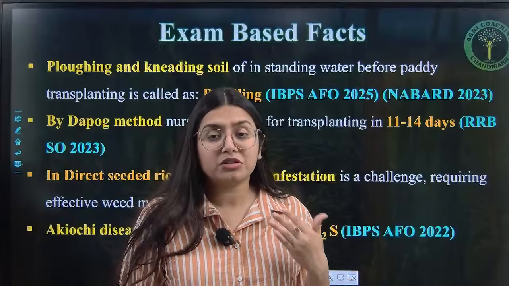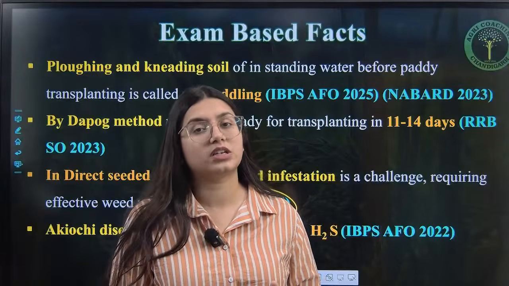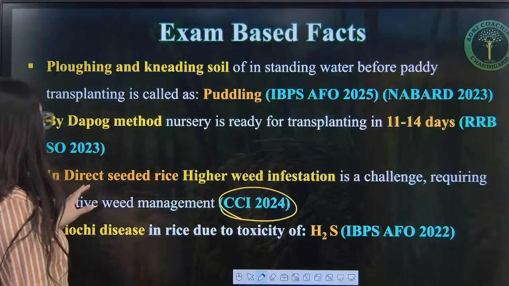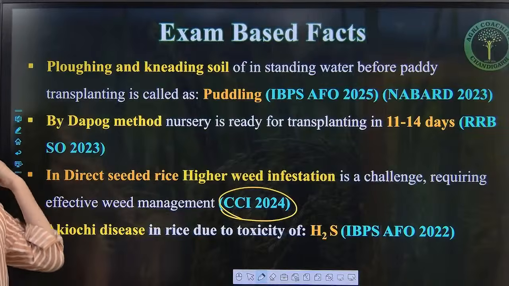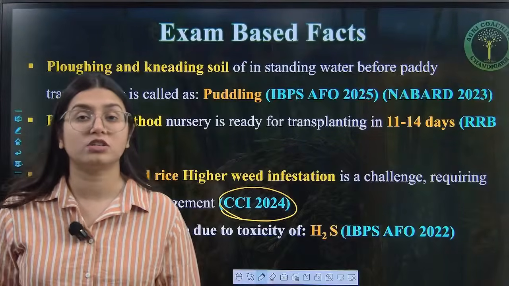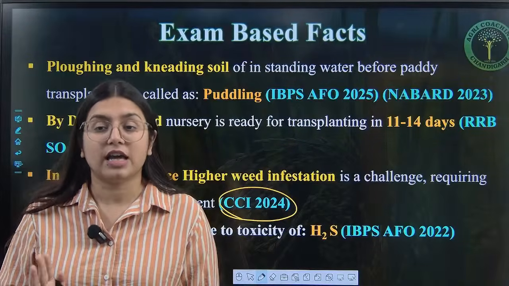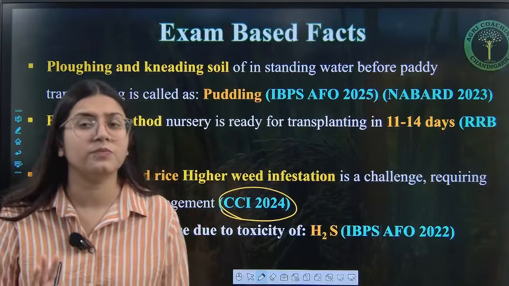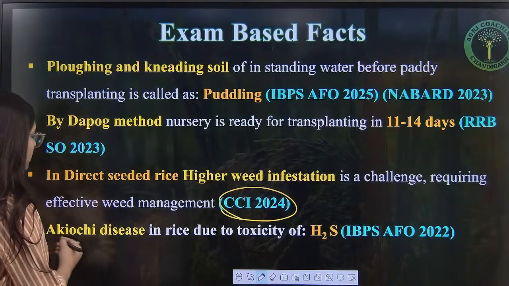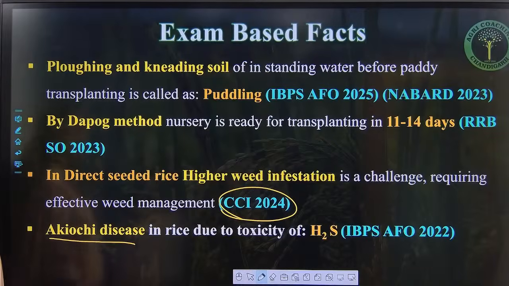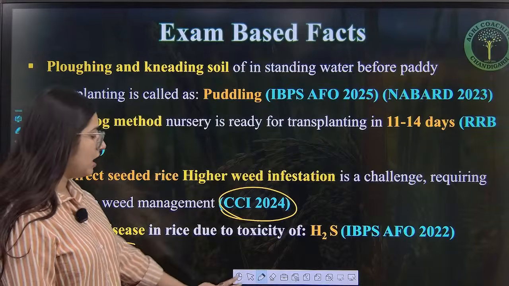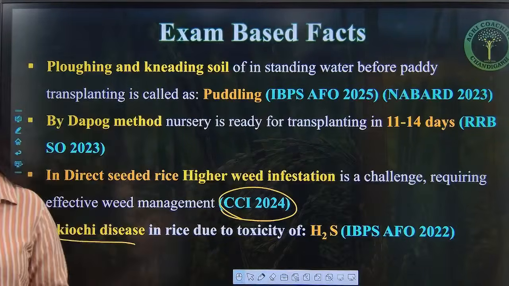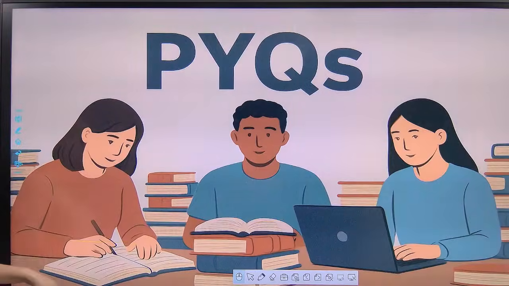But the major disadvantage of the DSR method is weed infestation. In case of direct seeded rice, the weed infestation is very, very high. As a result, there is reduction in the yield and the farmer has to face a lot of trouble too. Next, Akiyochi disease in rice is due to the toxicity of H2S, hydrogen sulfide, asked in AFO 2022. Done. Now, let's practice some of the PYQs.